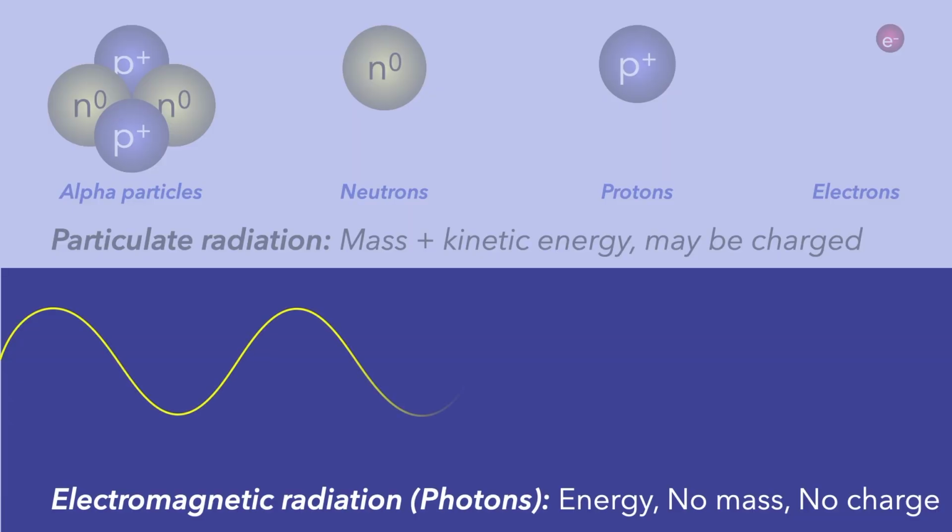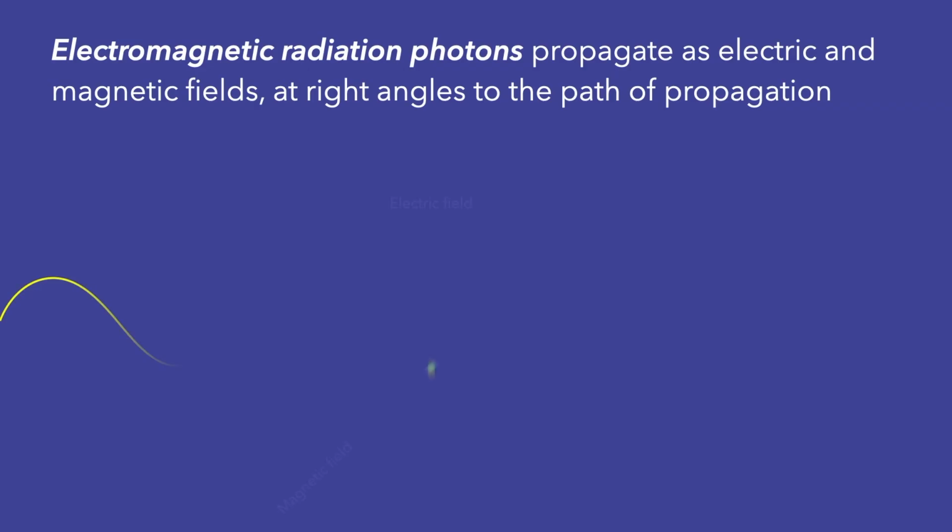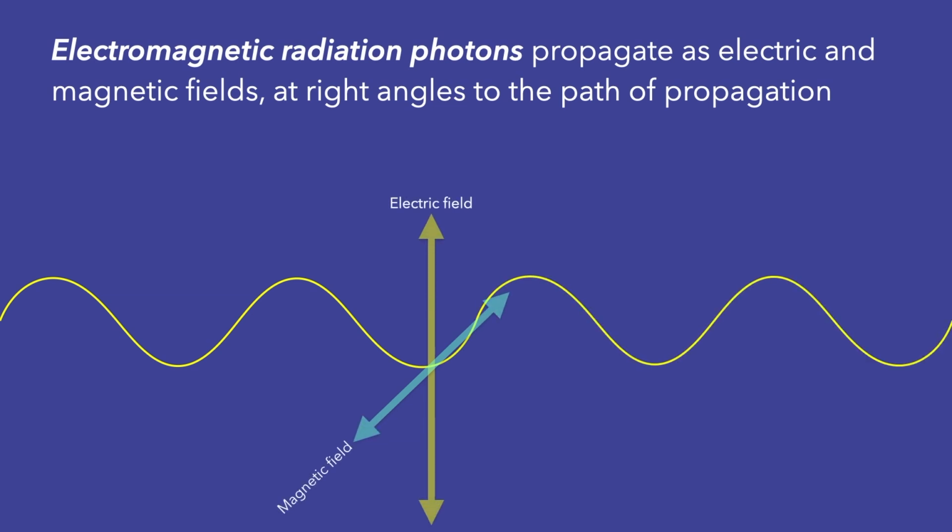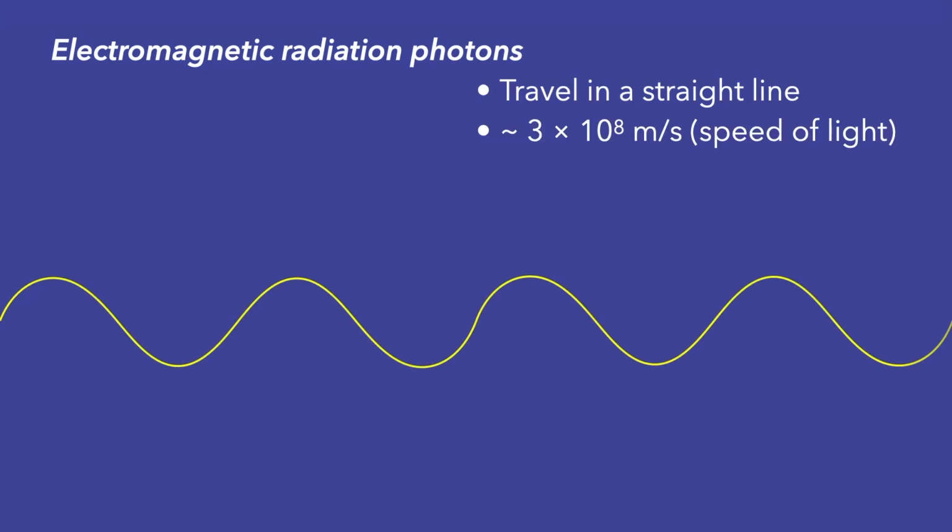In contrast, electromagnetic radiation, also referred to as photons, are packets or bundles of energy with no mass and no charge. Electromagnetic radiations are considered to have a wave-like motion and propagate as electric and magnetic fields that are at right angles to the path of travel. Electromagnetic radiations travel in a straight line with a velocity of approximately 300 million meters per second.